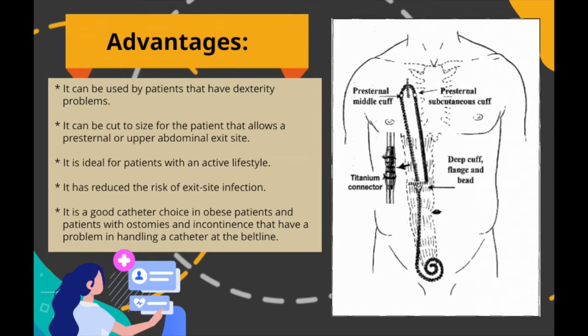It can be used by patients that have dexterity problems. It can be cut to size for the patient, which allows a presternal or upper abdominal exit site. It is ideal for patients with an active lifestyle. It has reduced risk of exit site infection. It is a good catheter choice in obese patients and patients with ostomies and incontinence that have a problem in handling a catheter at the belt line.